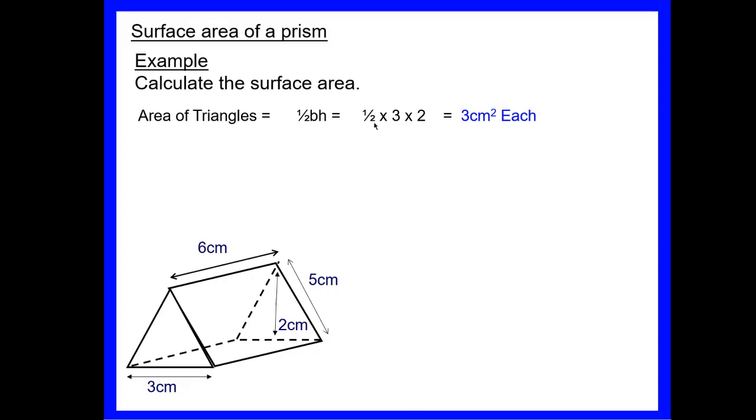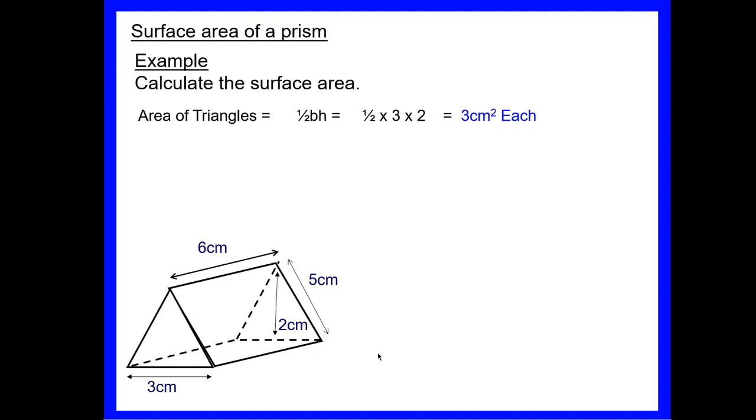So 3 times 2 is 6. Half of 6 is 3. You could be using the formula base times height divided by 2. Again, that is up to you. So they are 3 centimeters squared each. So remember there's one at the front and one at the back.